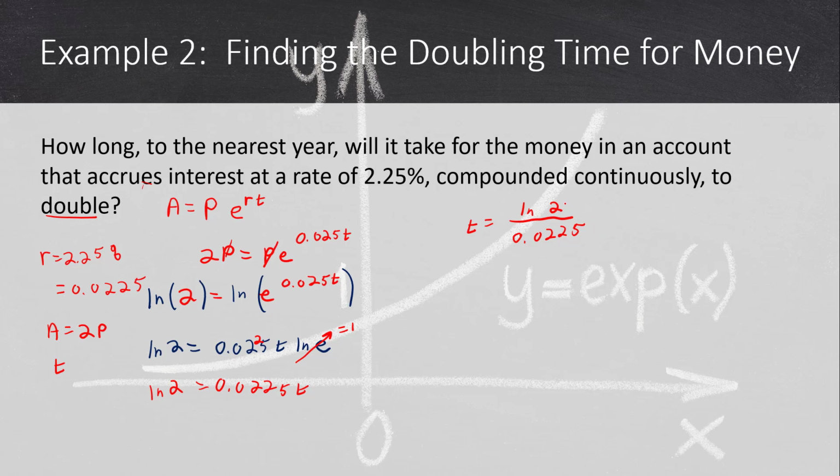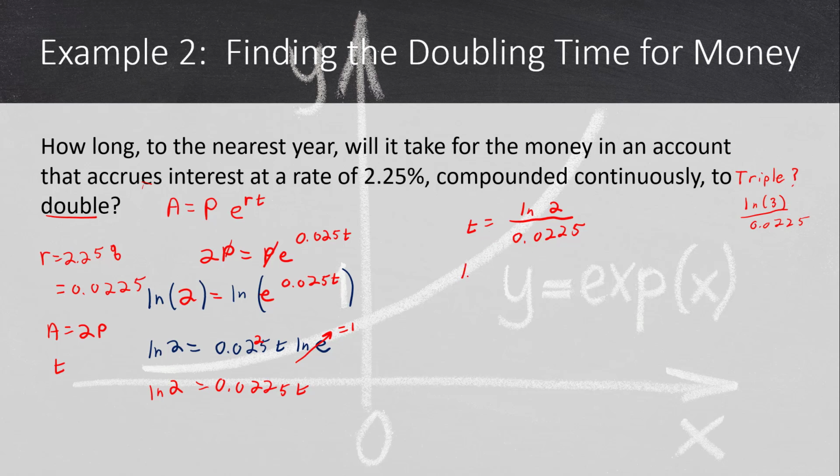The top is the natural log of 2, and that occurs when we want to find out how long it takes for the money to double. If we wanted to find out how long it takes for the money to triple, what would that be? Well, t would then be equal to the natural log of not 2 but 3, but r would still be the same, divided by 0.0225. But that's another problem. Actually, it's a problem in your homework, so you might want to keep that in mind.